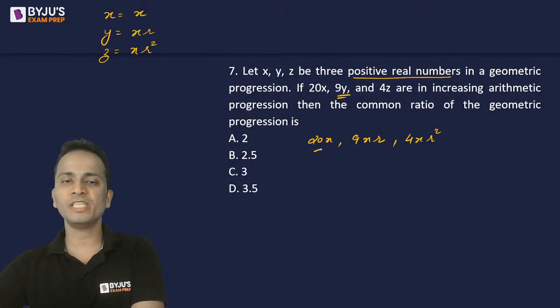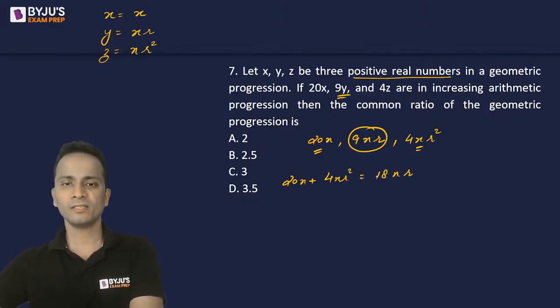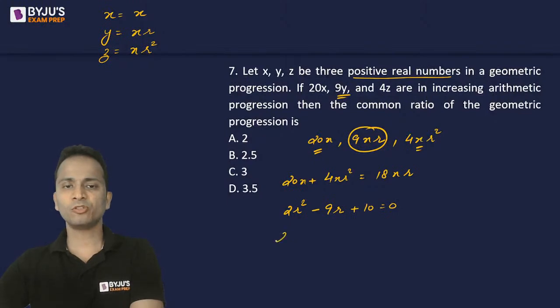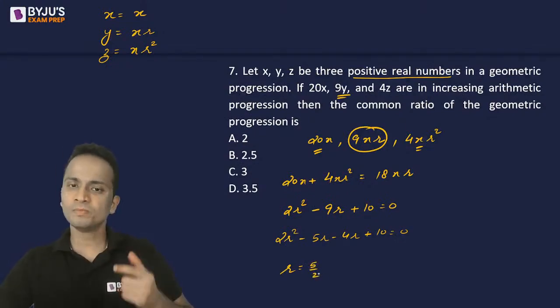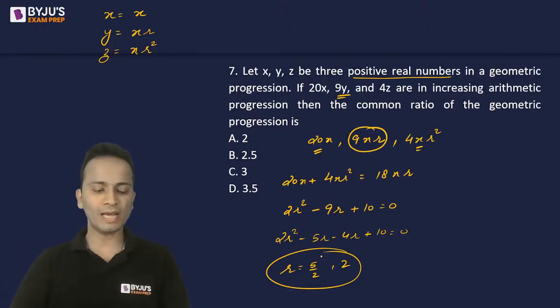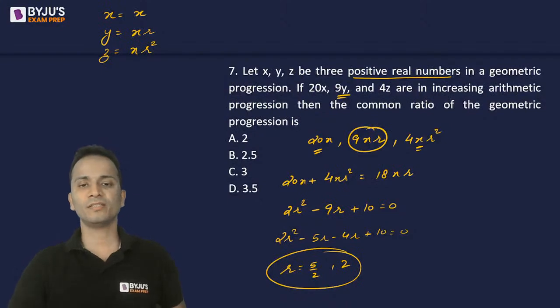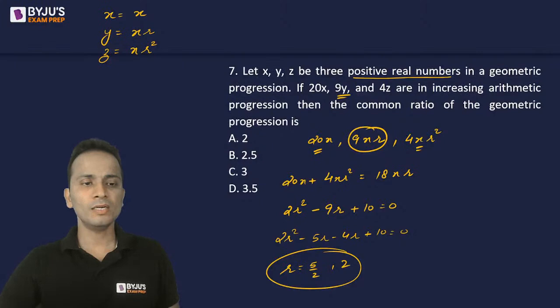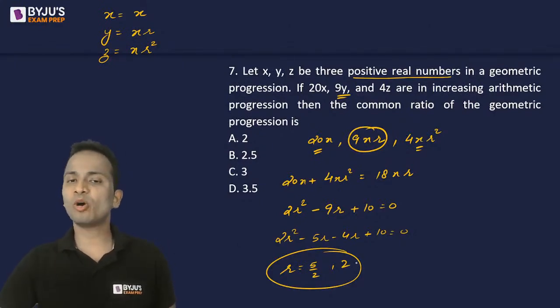So I can say that the sum of the extreme terms will be twice the middle term. So 20x plus 4xr square is equal to 18xr. So I'll get the quadratic as 2r square minus 9r plus 10 equal to 0. So 2r square minus 5r minus 4r plus 10 equal to 0. After solving, I'll get the value of r as 5 by 2 and 2. So are we getting these two values of r? Yes or no? R की ये दो values आ रही हैं सबकी after solving this quadratic, 5 by 2 and 2.